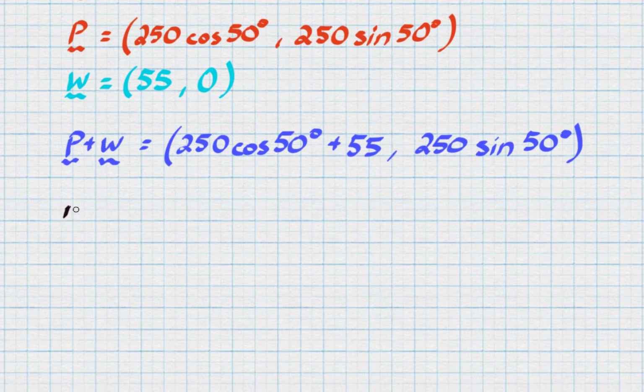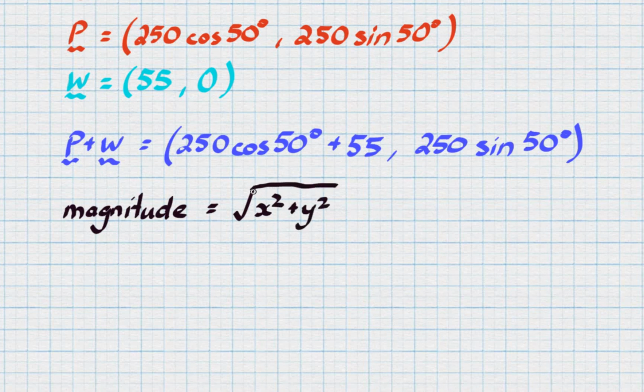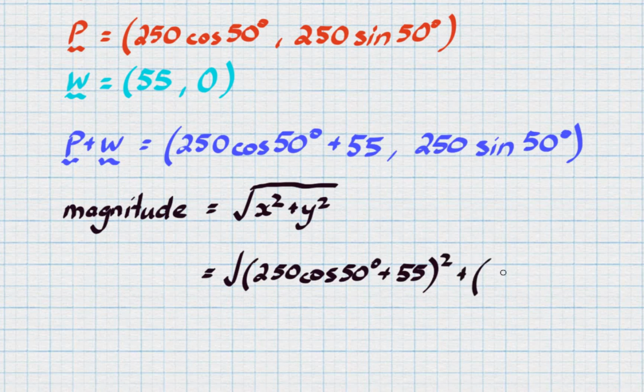Okay, so let's focus on the magnitude first of all. Pythagoras' theorem, the square root of x squared plus y squared. And it's a bit to write out, but the idea is still the same. The x component is this whole thing, right? So let's write that out. And we'd want to take this x component and square it. And then same with the y component. This part is the y component, 250 sine 50. And we want to square that as well.